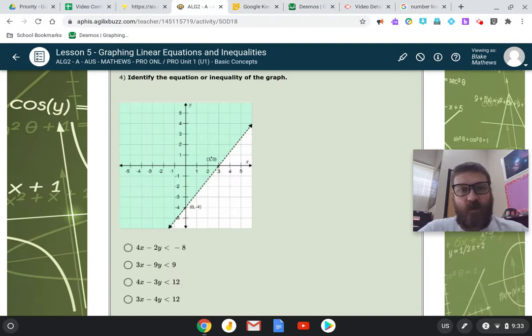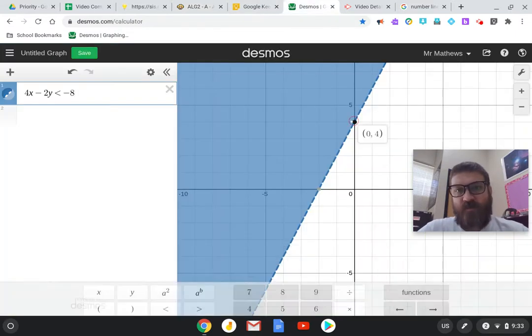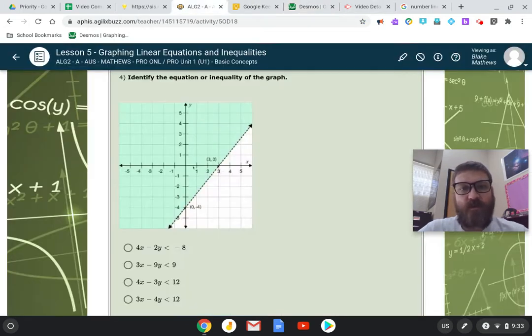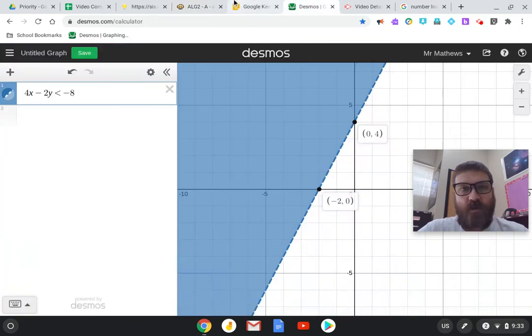I'm looking for these points, (3, 0) and (0, negative 4). And I can see that those don't match. I have (0, 4) and (negative 2, 0). So these two points don't match. The shading is in the right place, but the line itself doesn't match. Also, notice Desmos will show you a line that is dashed. You might be thinking, well, what's the difference there? I'll go ahead and show you real briefly.